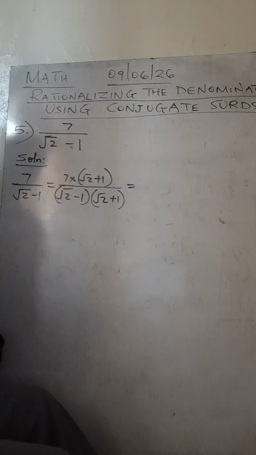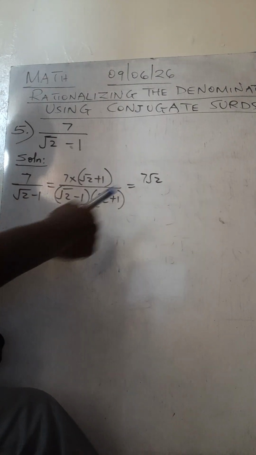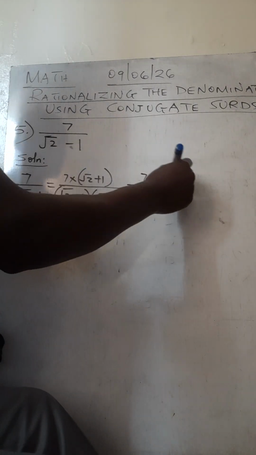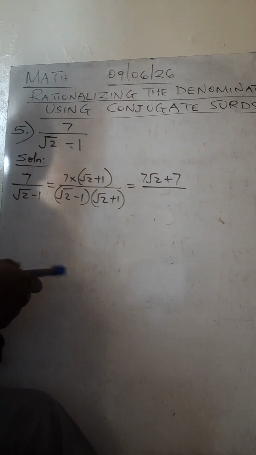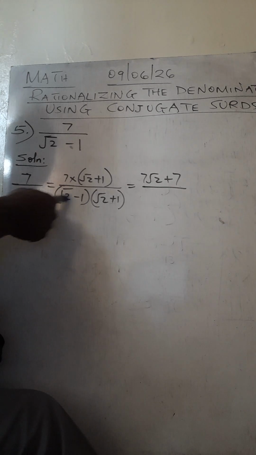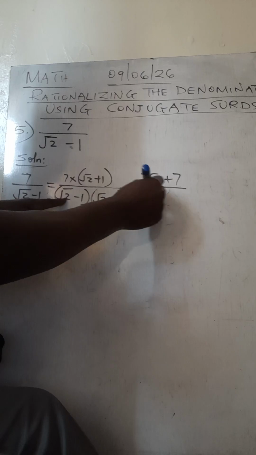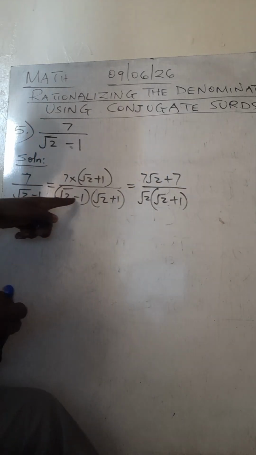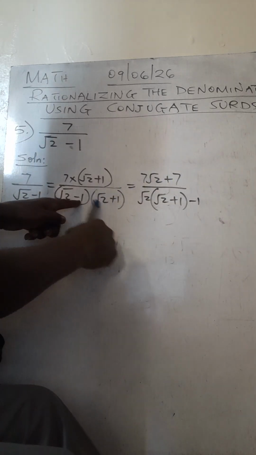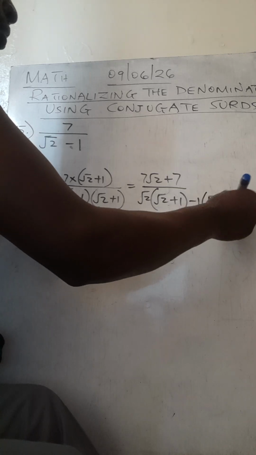So 7 times root 2 is 7 root 2. 7 times 1 is 7, over root 2 times this bracket, minus 1 times this bracket again.